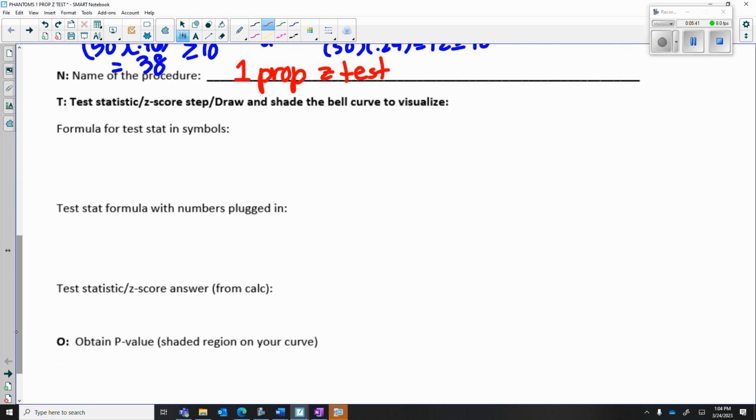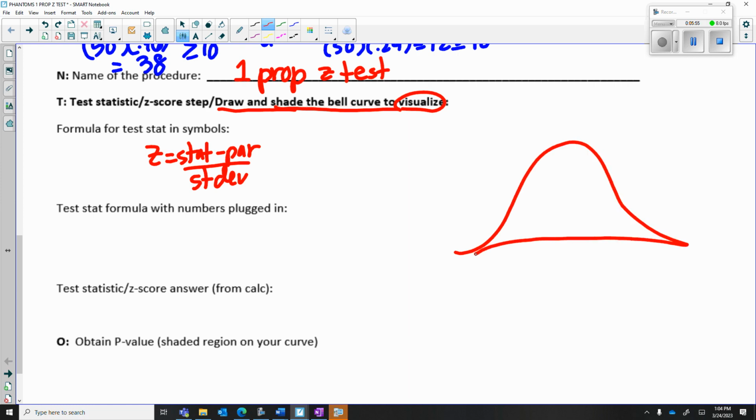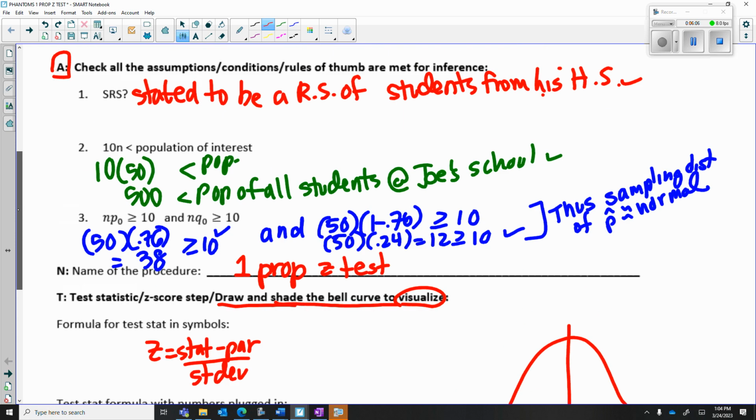So the formula in symbols is statistic minus parameter divided by standard deviation of the statistic. That's actually words. We're going to get to symbols in a second. Let's draw and shade the bell curve to visualize this. So in the middle, we're going to put the mean of all the p hats, which should equal the true proportion that we're assuming is true in the null, which is 76%. Okay? That's our null hypothesis.